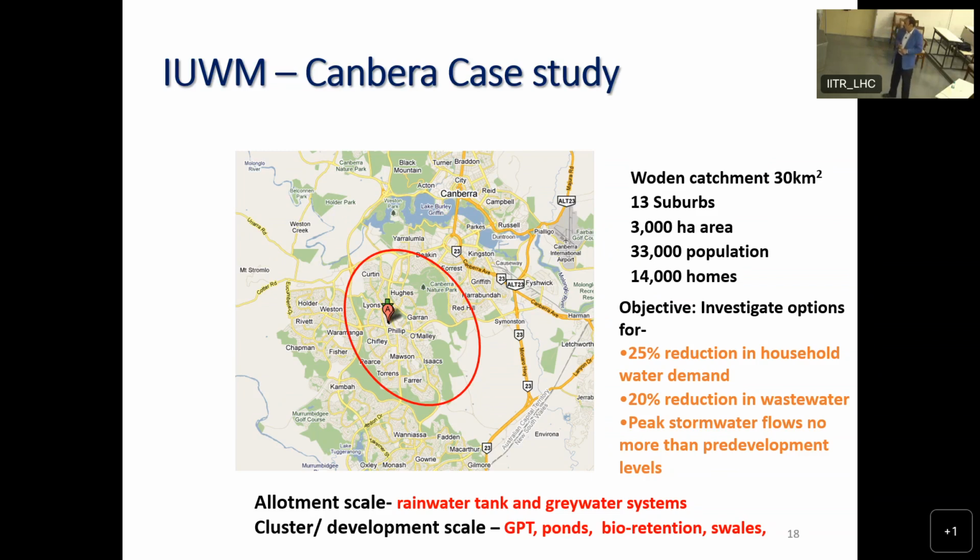So what we looked at, at the allotment scale, were rainwater tank options and greywater systems. These two options, and at the development scale from the stormwater point of view, we looked at gross pollutant traps, ponds, bioretention systems, and swales.